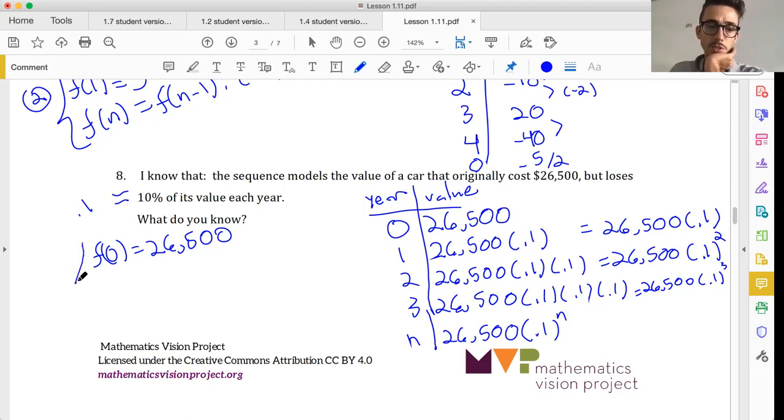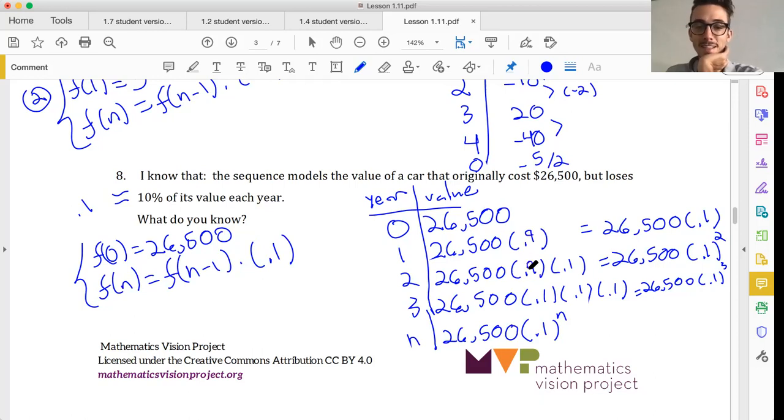For our explicit, we can say that this is f of n equals the previous term, but times 0.1. Oh, yikes. Remember that we're subtracting the 10%. So make this actually 0.9. Forgot we're losing 10%. So this should be holding on to the 90% of the value. Remember, 1 minus that 0.1 gets you 0.9. So we're retaining 90% every year.